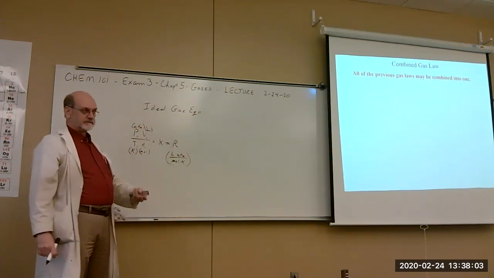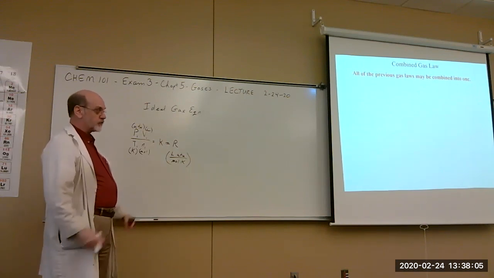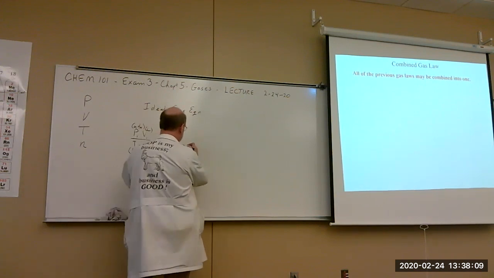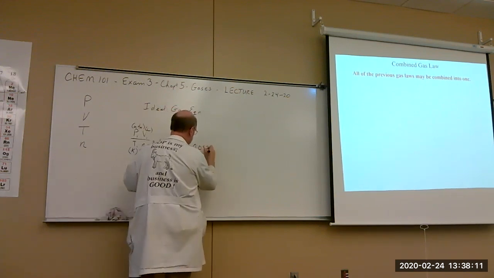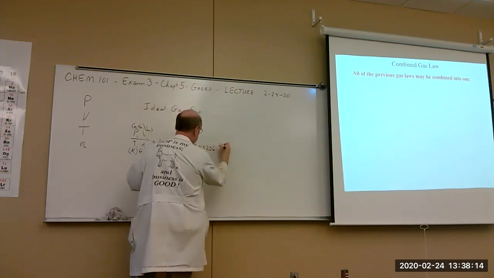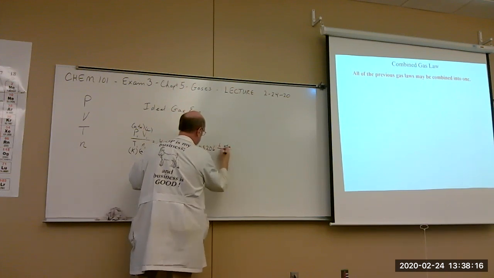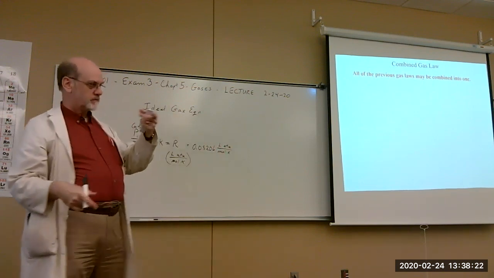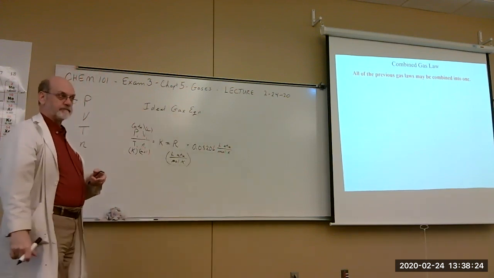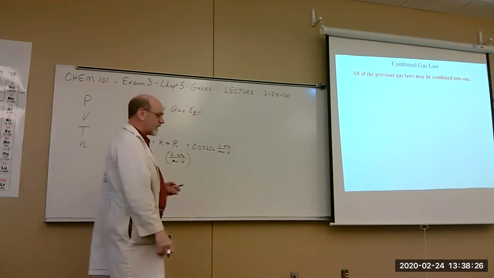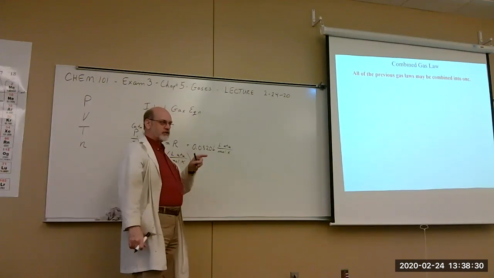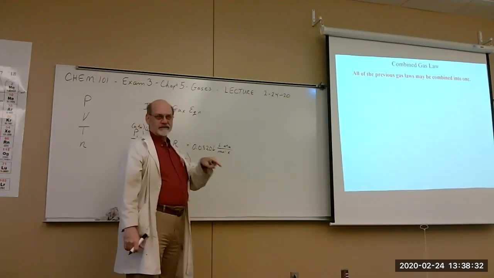Okay, so the one we're going to use in this chapter is equal to 0.08206 liter atmospheres per mole. Okay. And that's in your useful information at the back of your review document. It's in there. In fact, several others are in there. So find this one so you can find it when you need it.